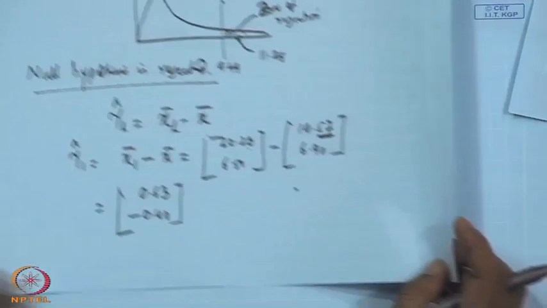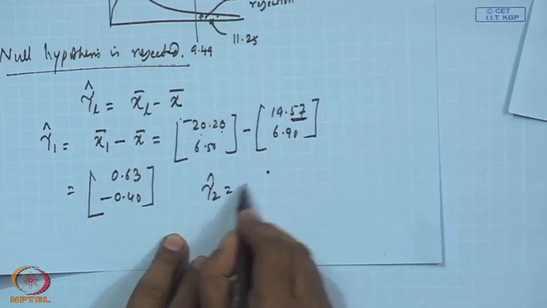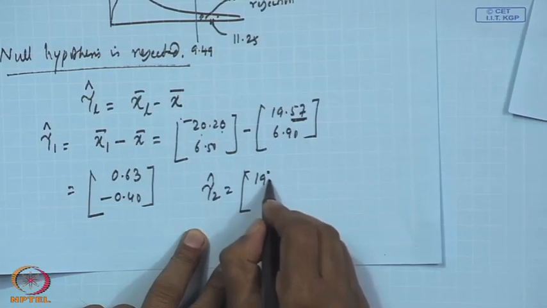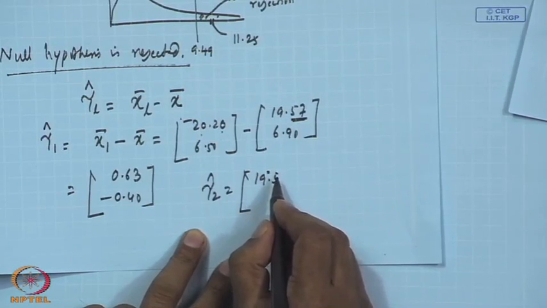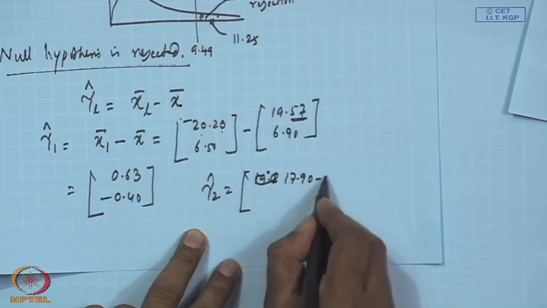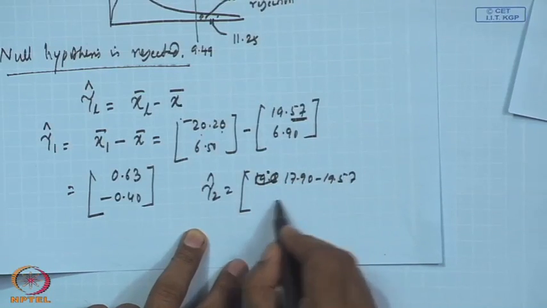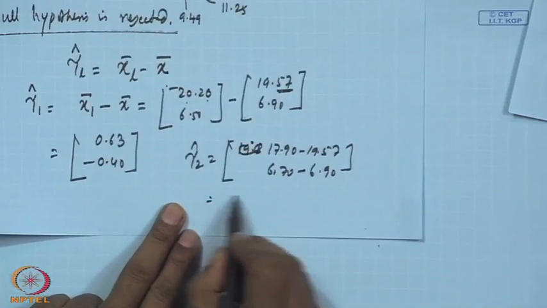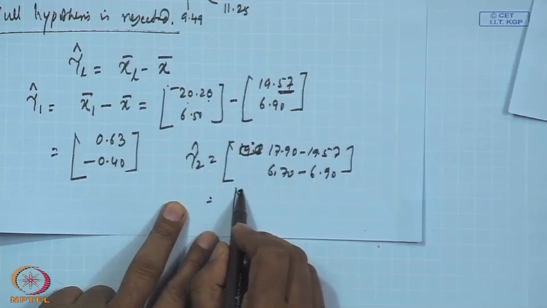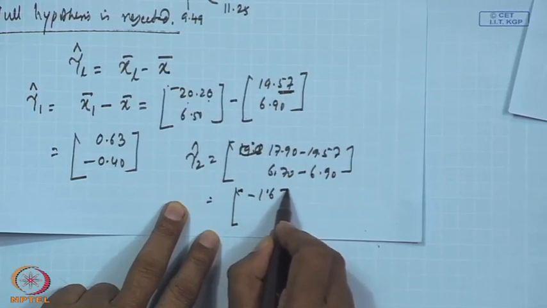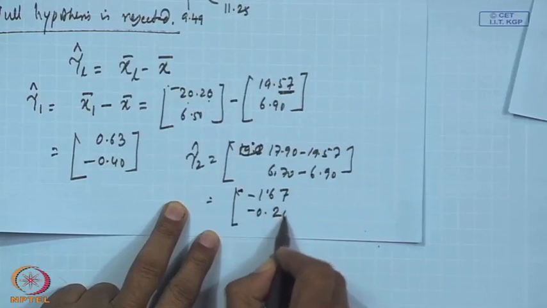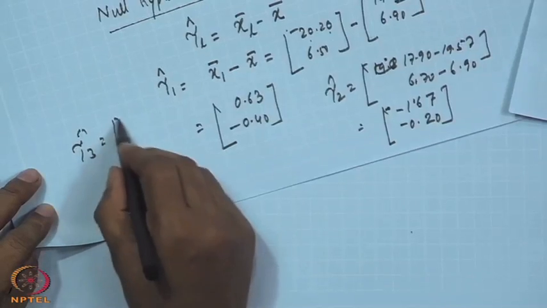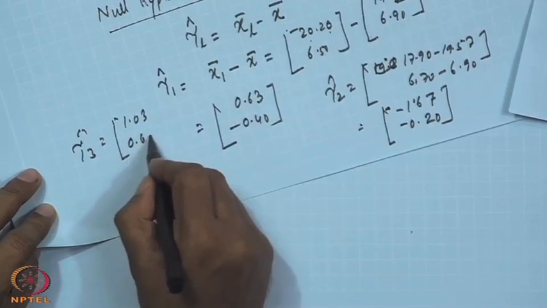So, similarly you will get the tau 2 value. Tau 2 value also find out in the same manner: 17.90 minus 19.57 and 6.70 minus 6.90. This value, tau 2, will be minus 1.67 and minus 0.20, and similarly your tau 3 value will be 1.03 and 0.60.